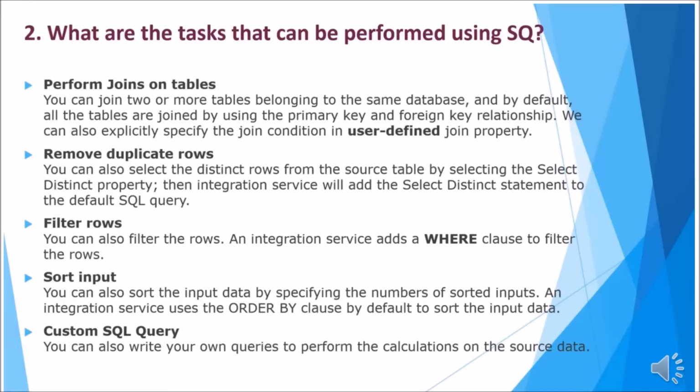Second one is, we can use it to remove the duplicates. You can also select the distinct rows from the source table by using the select distinct property. Then the integration service will add the select distinct statement to the default SQL query. The third usage is, you can filter the rows. An integration service adds a where clause to filter rows.